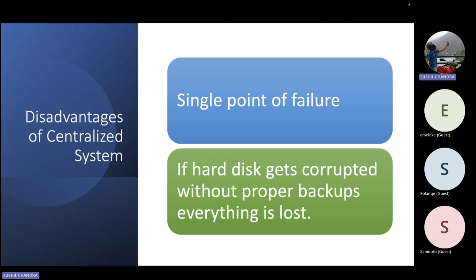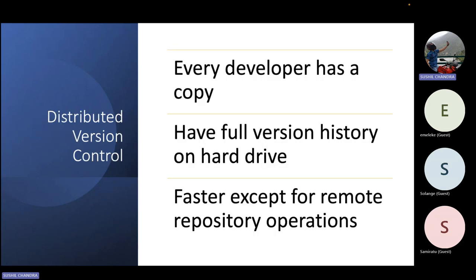It's hard to get the... if you have a corrupted hard drive, it's very hard to back up everything if you lost it, right? But in decentralized, it's not like that, because in centralized, we have it in a single server. If we lost the server or its hard disk gets corrupted, it's very hard to get a backup or recovery of your code, right? So these are some advantages, sorry, disadvantages. Okay, now something new came in the picture. That was a distributed version control system.